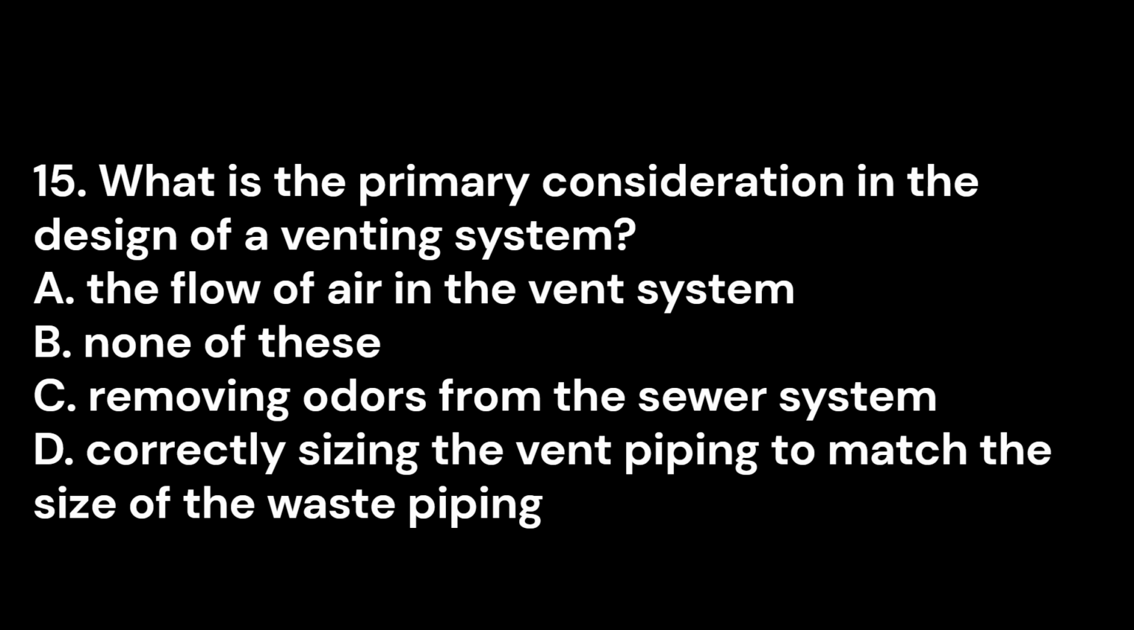Number 15. What is the primary consideration in the design of a venting system? A. The flow of air in the vent system. B. None of these. C. Removing odors from the source system. D. Correctly sizing the vent piping to match the size of the waste piping.